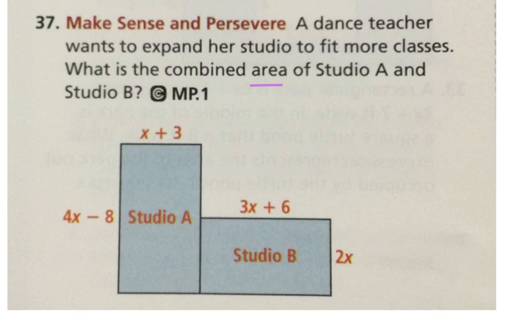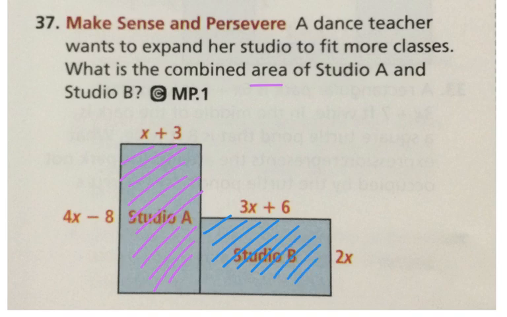We multiply length times width if it is a rectangle. This is not a rectangle. It's an L. It's two rectangles. So what would I need to do if I'm going to find the area of the whole thing? Find one, find the other. We're going to find the area of Studio A, then find the area of Studio B and add them together.